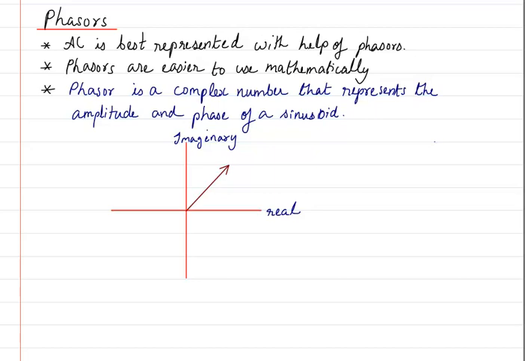An alternating current can be represented best with the help of phasors. And phasors you have already seen in the just previous video. Now phasors are easier to use mathematically. That is the reason why we use phasors for AC circuit analysis in network theory.